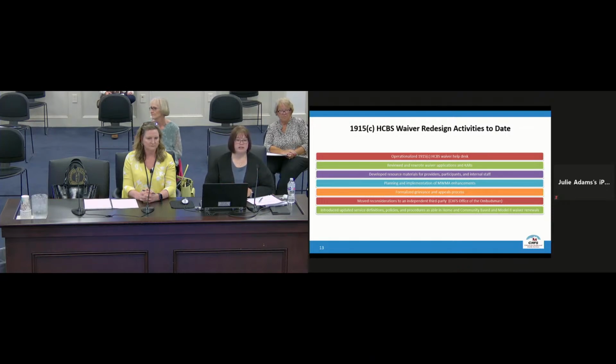We've introduced updated service definitions, policies, and procedures that are in the home and community-based and Model 2 waiver renewals. Those are currently in the process of going through. They both recently expired, so we had to do renewal applications with CMS. And so those Model 2 actually will be resubmitted for the final time tomorrow. In HCB, we are still responding to CMS's comments.